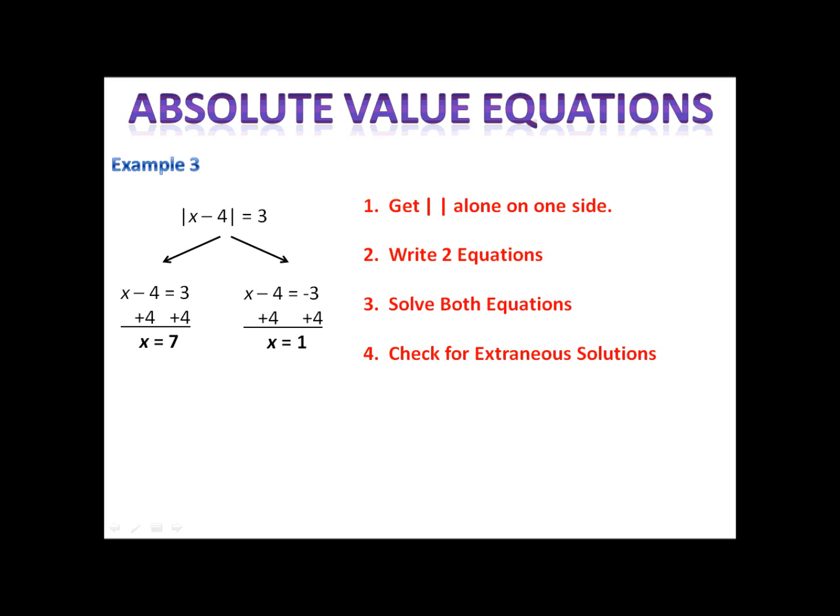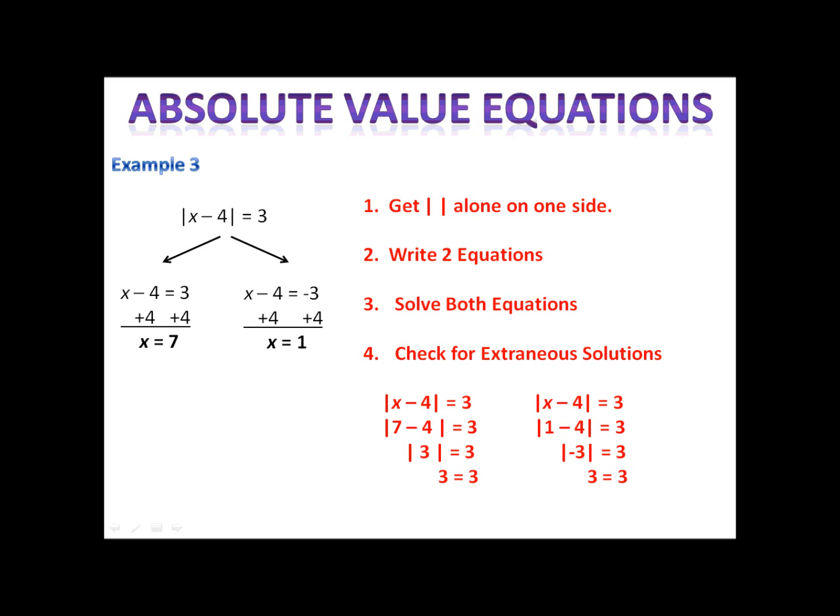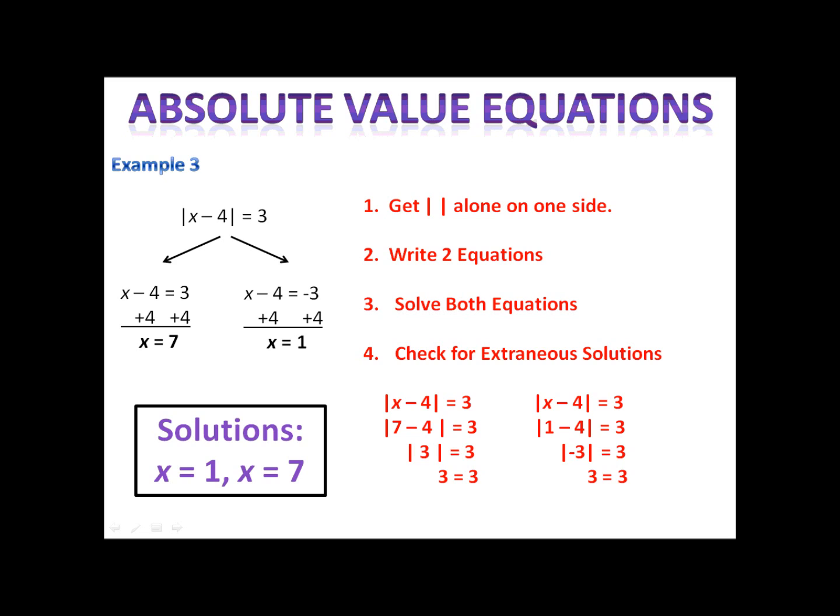Remember, we have to check for extraneous solutions or solutions that don't work. When we do that, we plug into the original equation that was given to us. Absolute value of x minus 4 equals 3. Now plug in the answers. The first one was 7, the second one was 1. Go through and make sure that they work. In this case, they both checked out. And so our solutions are x equals 1 and x equals 7.